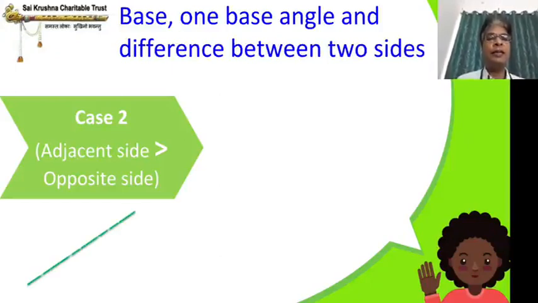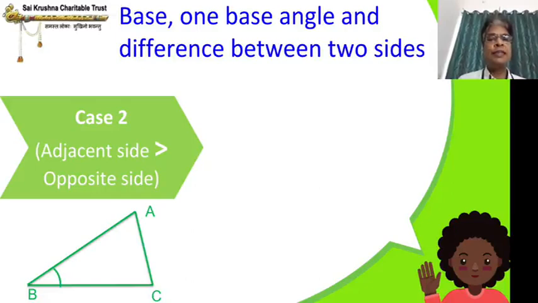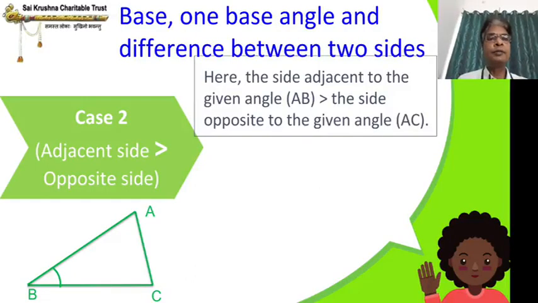Let me draw the triangle ABC and the angle B. Now what is adjacent side? AB is adjacent side and AC is opposite side to the given angle. See that picture? See the notes here, the side adjacent to the given angle AB is greater than the side opposite to the given angle AC.